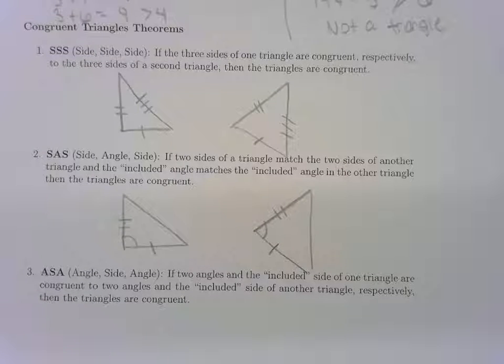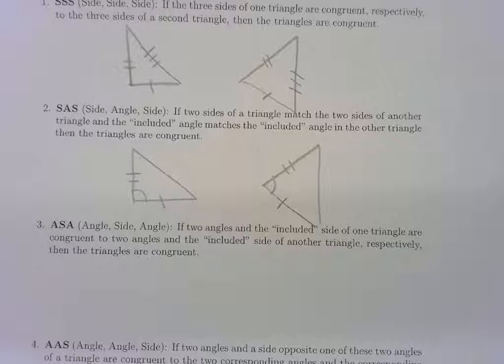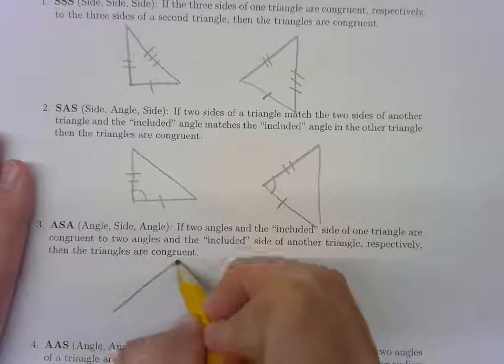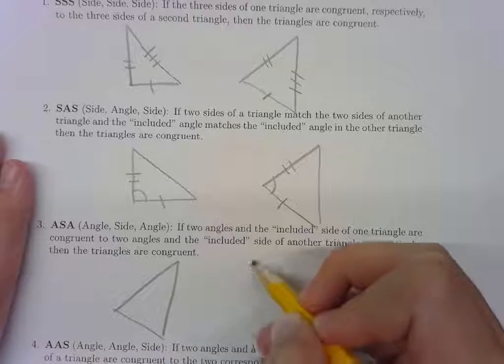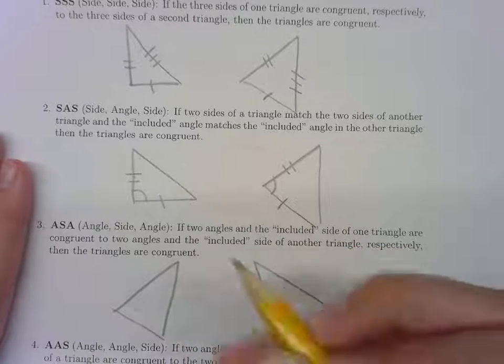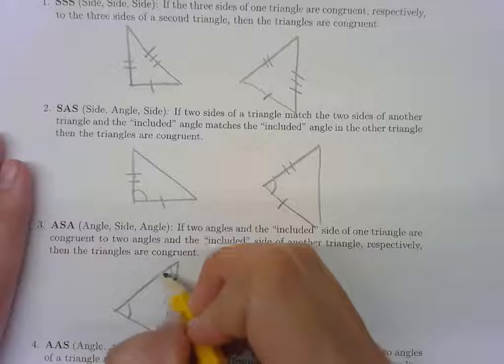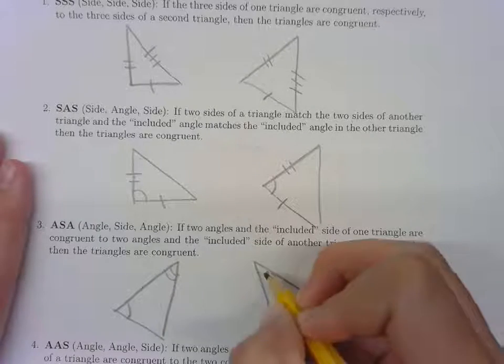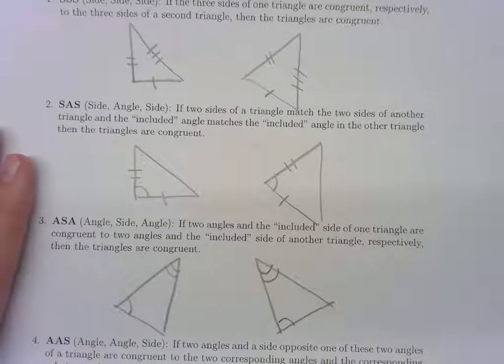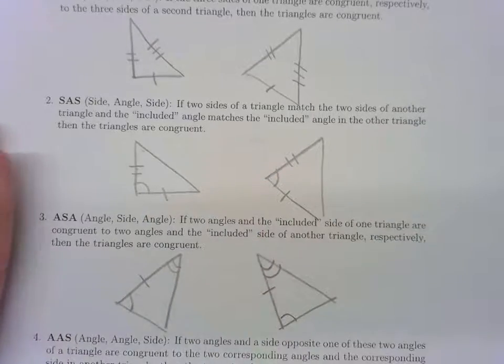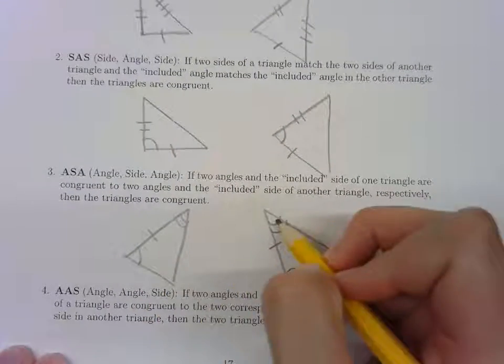Okay, number 3, we have angle, side, angle. So if 2 angles and the included side of one triangle are congruent to 2 angles and the included side of another triangle, respectively, then the triangles are congruent. Okay, so just drawing another picture. Let's say we have this angle and this angle, this angle and this angle. Those are congruent. Then this side in between has to be too. So angle, side, angle; angle, side, angle.